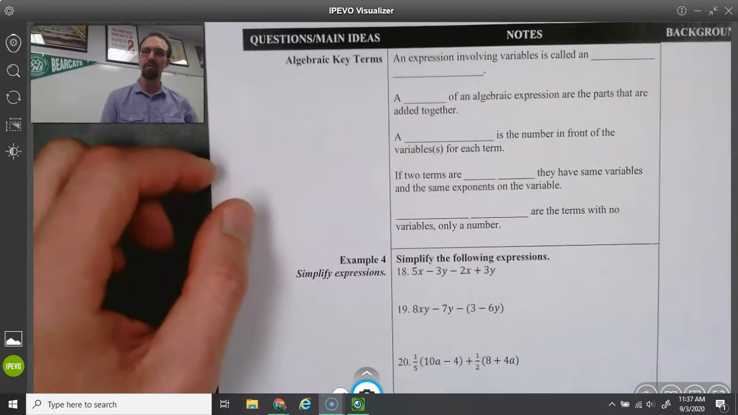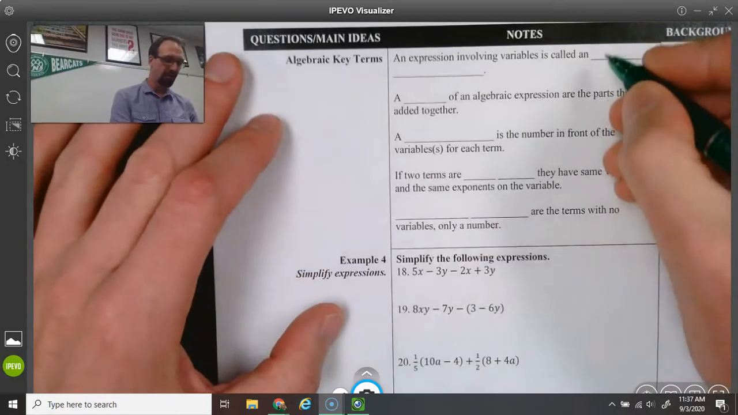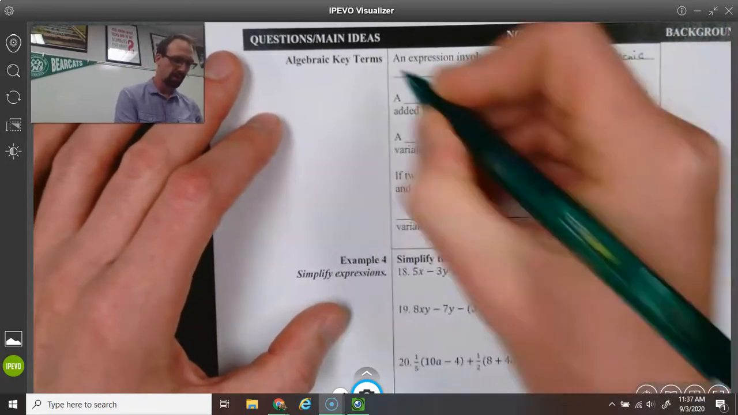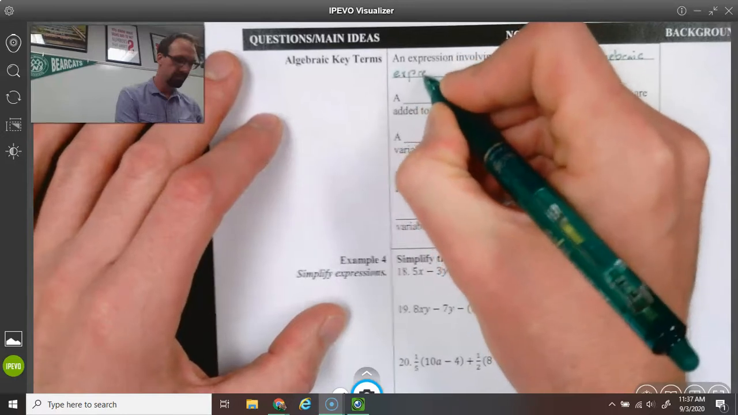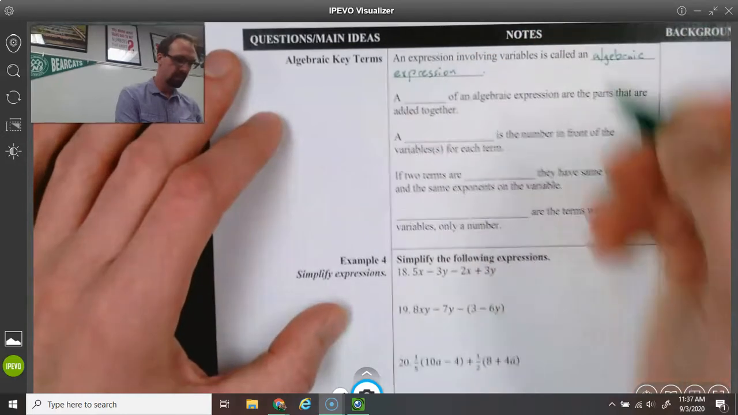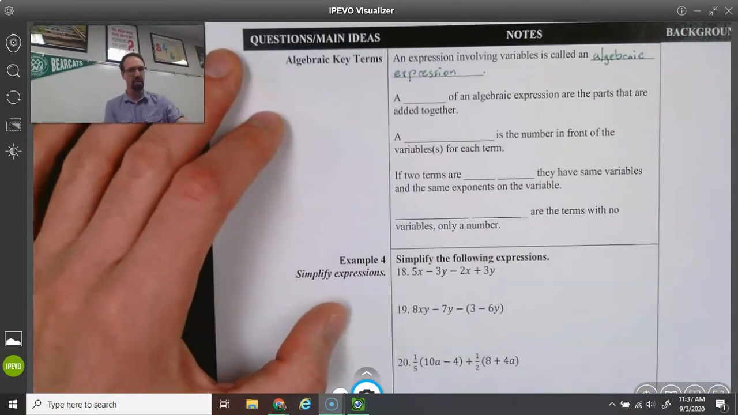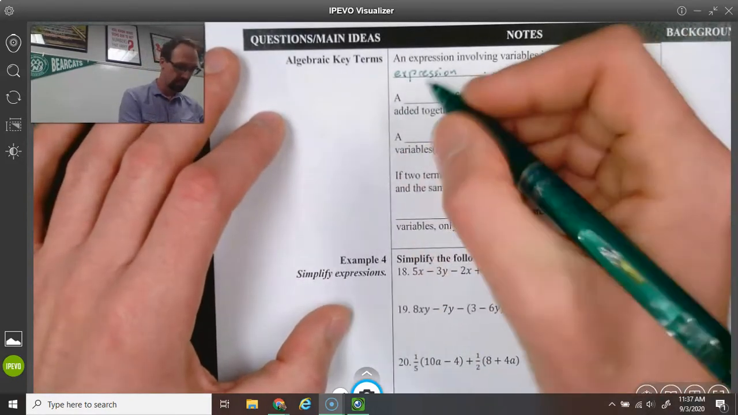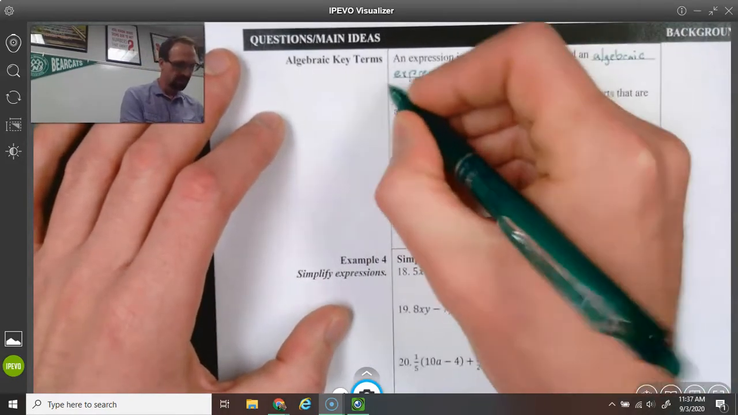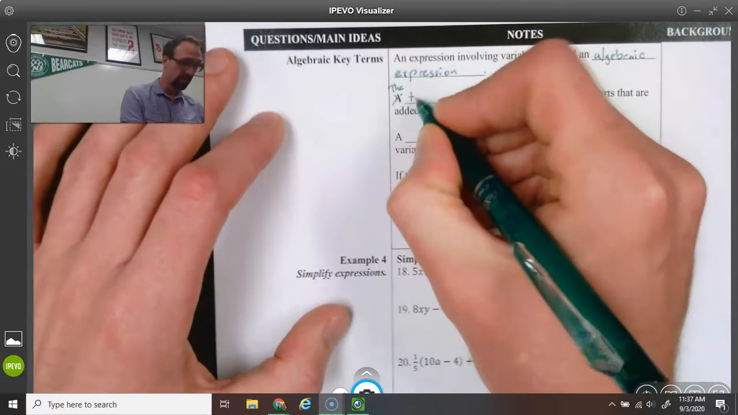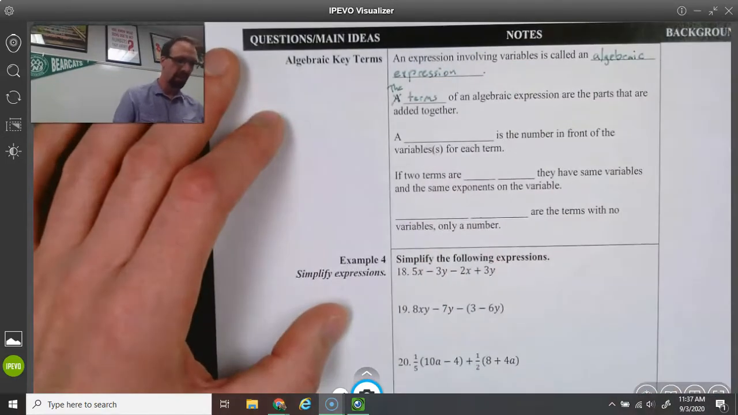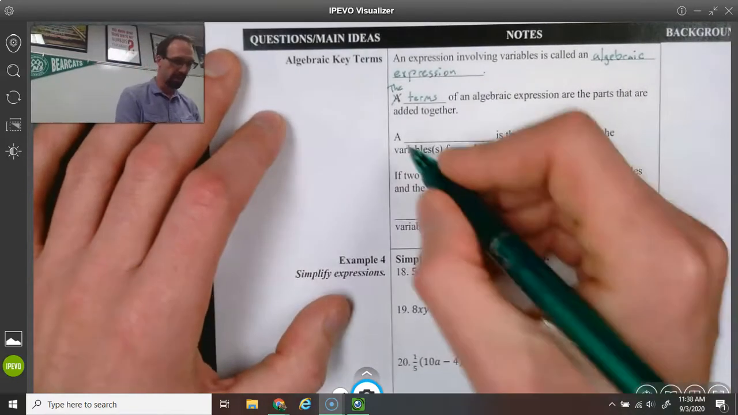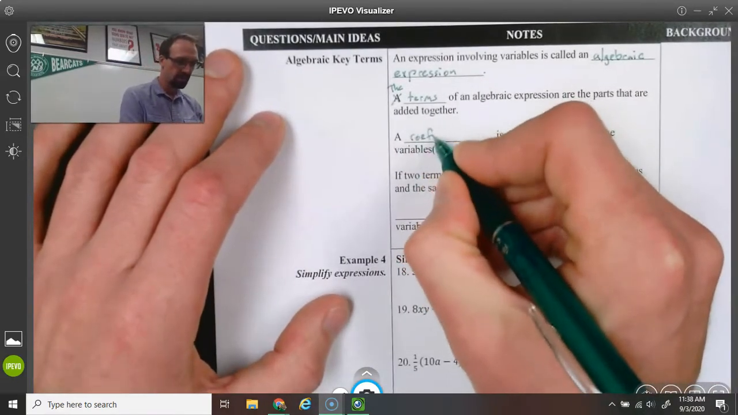An expression involving variables is called an algebraic expression. A blank of an algebraic expression are the parts that are added together. So these are the terms. The terms of an algebraic expression are the parts added together. A coefficient is the number in front of the variables for each term.